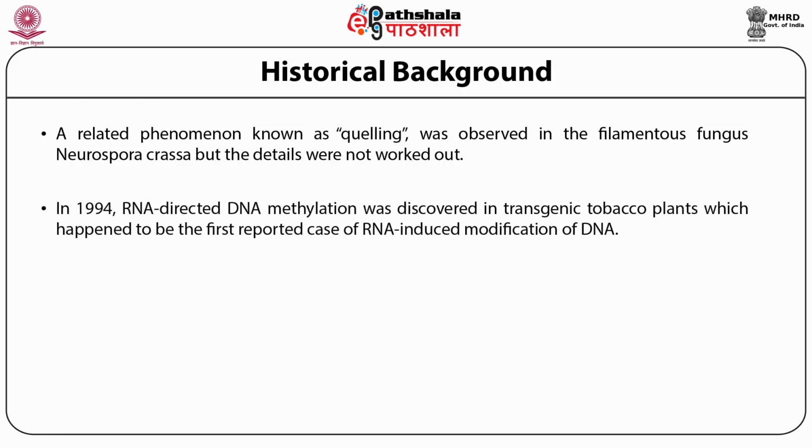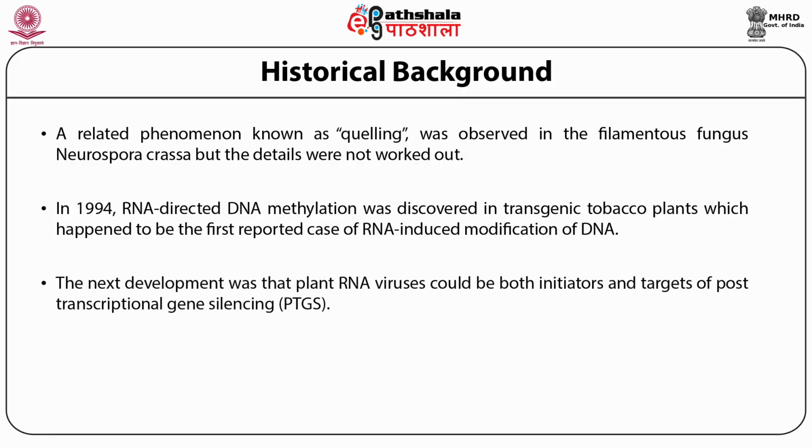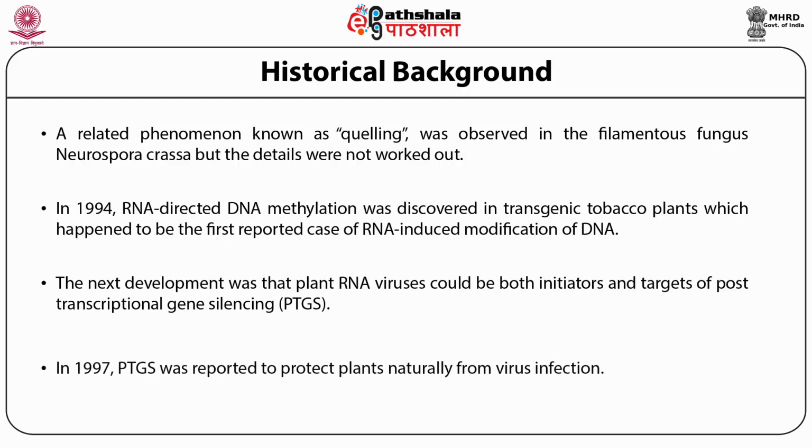In 1994, RNA-directed DNA methylation was discovered in transgenic tobacco plants, which happened to be the first reported case of RNA-induced modification of DNA. The next development was that plant RNA viruses could be both initiators and targets of post-transcriptional gene silencing. In 1997, PTGS was reported to protect plants naturally from virus infection. Thus, by the year 1998, when RNA interference was reported, the plant scientists had already documented the following. First, a sequence-specific RNA degradation, also known as PTGS.